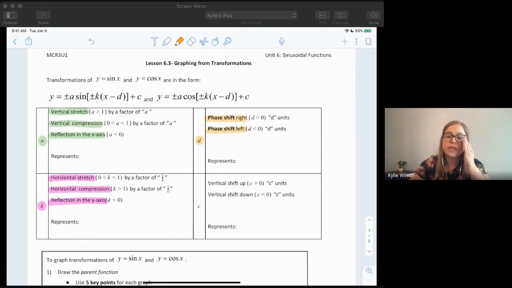The only thing that has changed here is the terminology of a phase shift versus a horizontal shift or horizontal translation. And I'll get to that in a moment and show you how that works. And finally, we have our C, which is still our vertical shift. So that one actually doesn't change at all. Even the terminology stays the same.